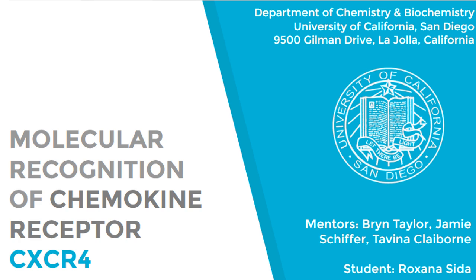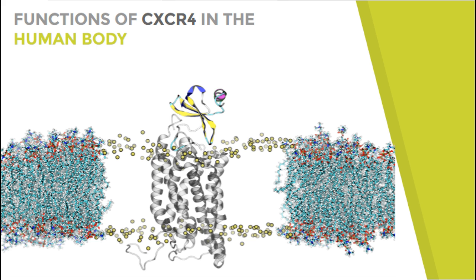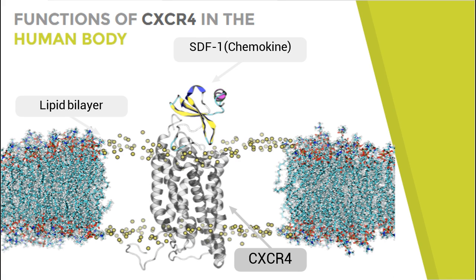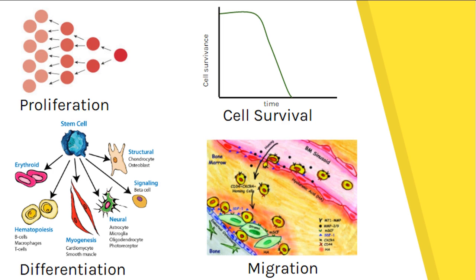My name is Roxana Sida, and today I'm going to introduce you to my summer research project, Molecular Recognition of Chemokine Receptor CXCR4. CXCR4 is a receptor of chemokine SDF1, and it's located in the cell membrane. Here is an image of CXCR4 bound with its chemokine SDF1. We have removed some lipids from the lipid bilayer just to better visualize the receptor.